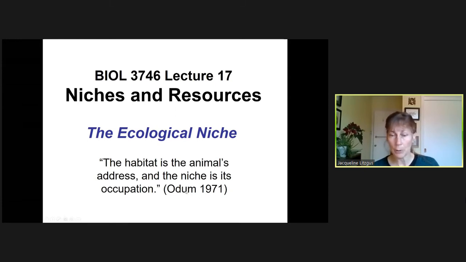Starting with Eugene Odum, who has been called the father of ecology. This is a quote that he has to describe an ecological niche: the habitat is the animal's address, and the niche is its occupation. So that's kind of an interesting view.